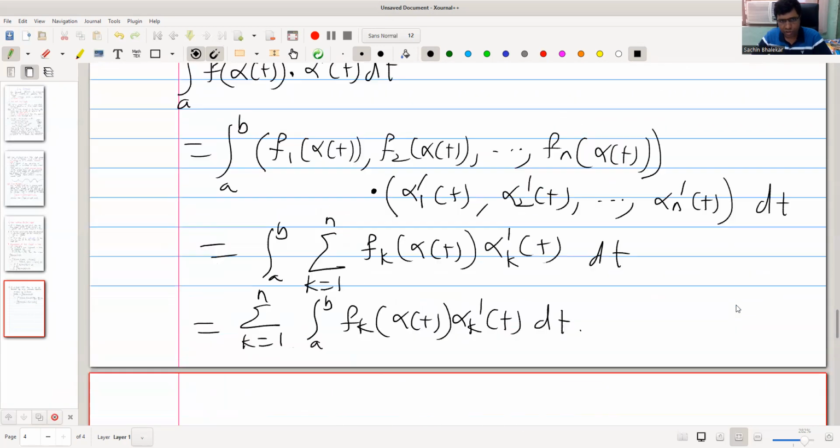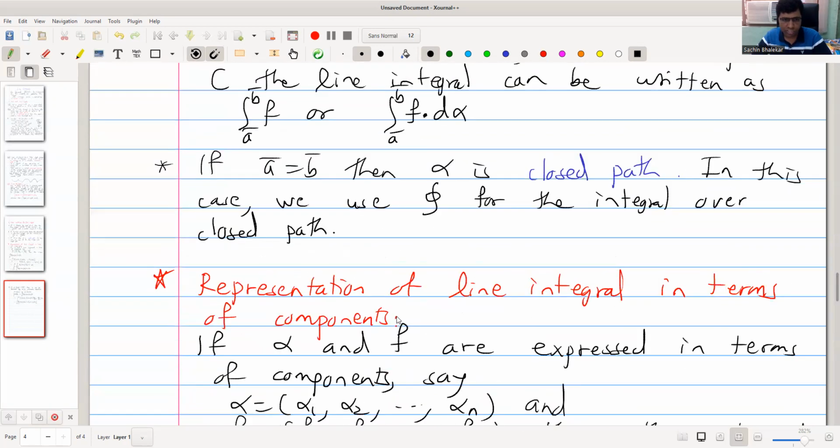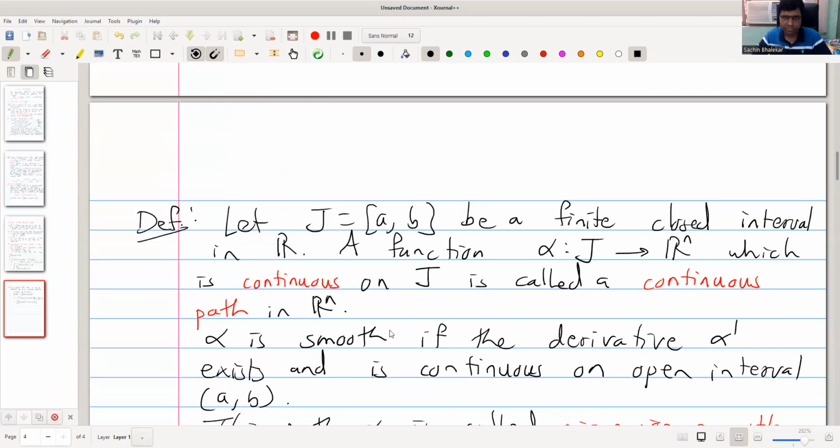Next time we will solve some examples based on this line integral formula. Thank you.